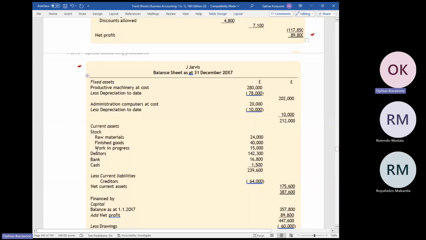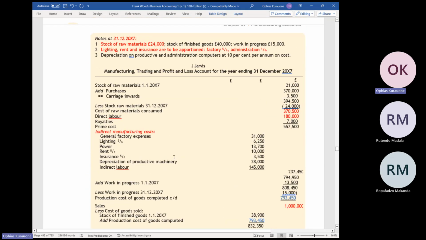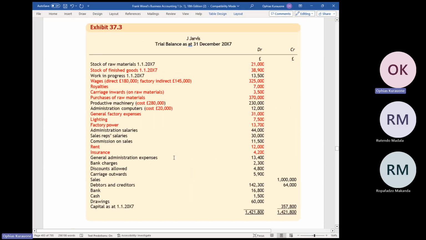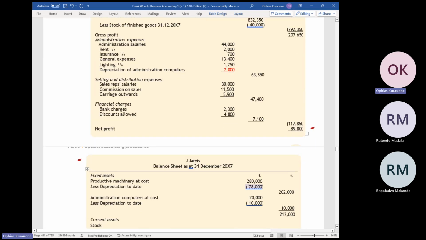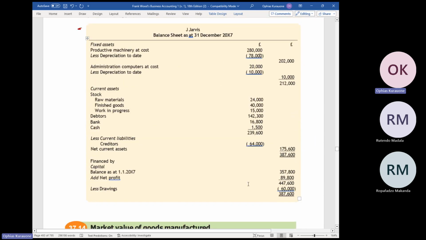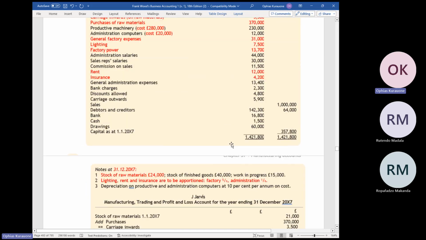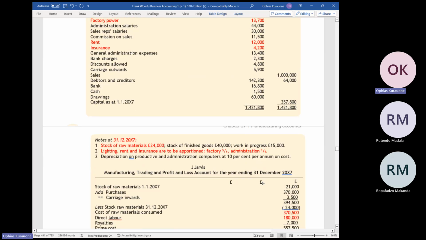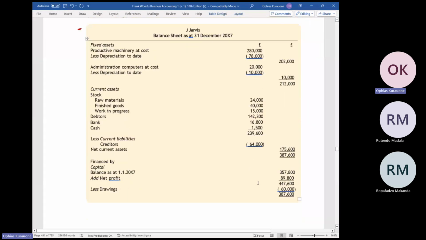Then our debtors, the accounts receivable, are part of it. Since there is no adjustment for bad debts, we can take our debtors as they are, 142,300, unless there was a clause saying they need to be adjusted. Bank is given, cash is given, no problem. Current liabilities, creditors, are given, 64,000. Debtors 142 and creditors 64,000 are clearly stated.